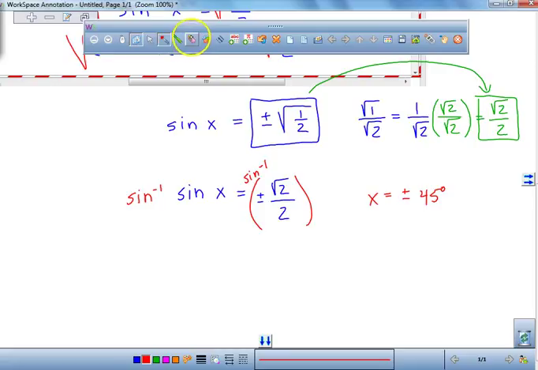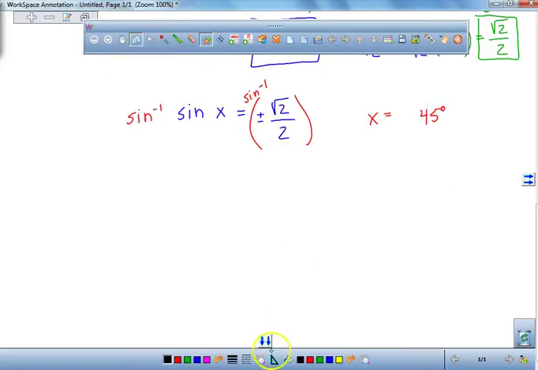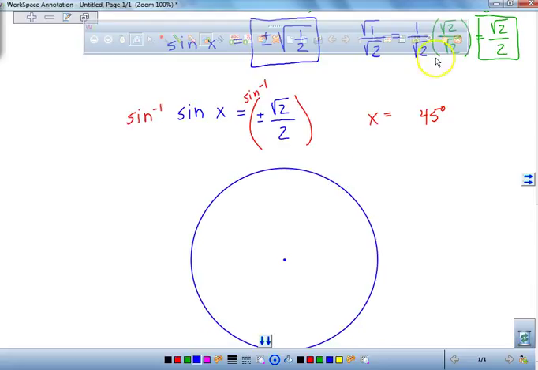Well, that doesn't make a whole lot of sense when you're dealing with the unit circle, okay? But right now, I'm just going to put x equals 45 degrees. What I want you guys to do in your journal right now is we're going to draw a unit circle. Here we go. Here's my unit circle.